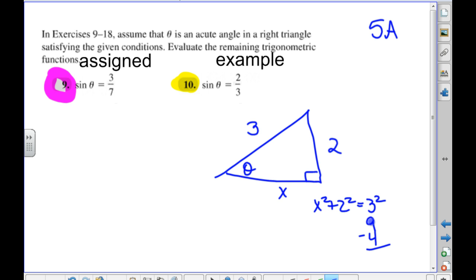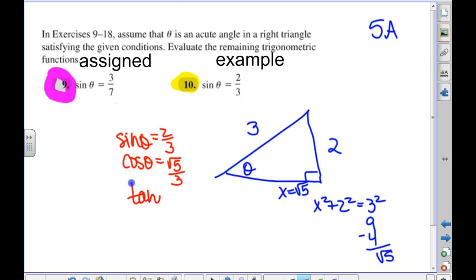Nine minus 4, square root of 5. I kind of did that funky, but did everybody figure out where I got square root of 5? They already gave us the sine is 2/3. So the cosine would be what? Give me a shout out, guys. Cosine. Square root of 5 over 3. Yep. Tangent? 2 over square root of 5, which simplifies to 2 square roots of 5 over 5. Whoa, I don't know what that is. It's a very curly 2.